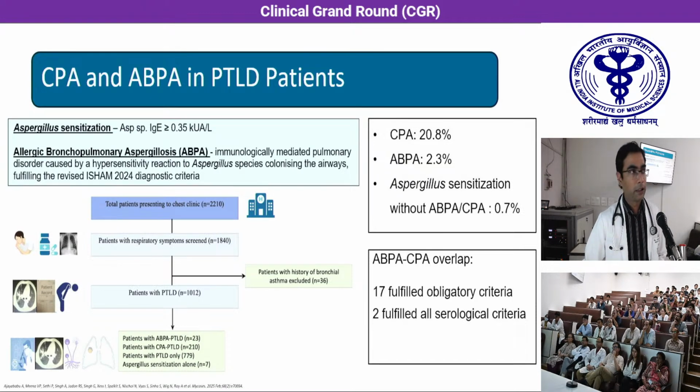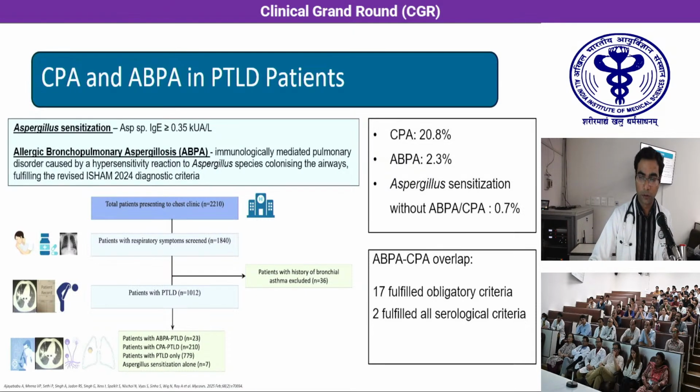Coming to allergic bronchopulmonary aspergillosis, until recently, it was seen mainly in cystic fibrosis and asthma patients. But similar to chronic pulmonary aspergillosis, ABPA is also being linked to post-tuberculosis lung disease. In our patients also, out of 1,012 patients, ABPA was found in 2.3% of patients, and aspergillus sensitization, which is defined as positive aspergillus specific IgE antibody, was found in 0.7% of patients, and chronic pulmonary aspergillosis was there in around 20.8% of patients.